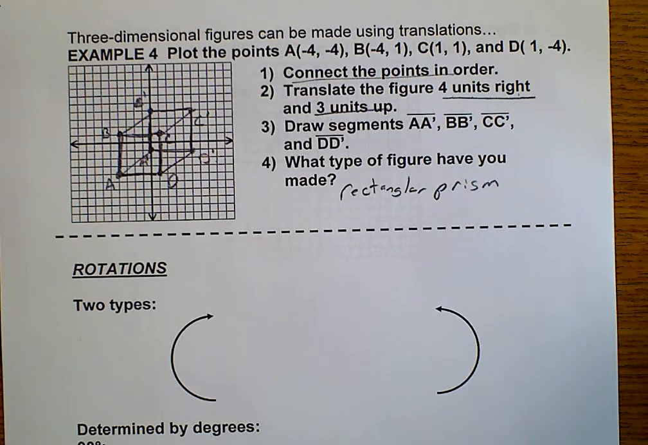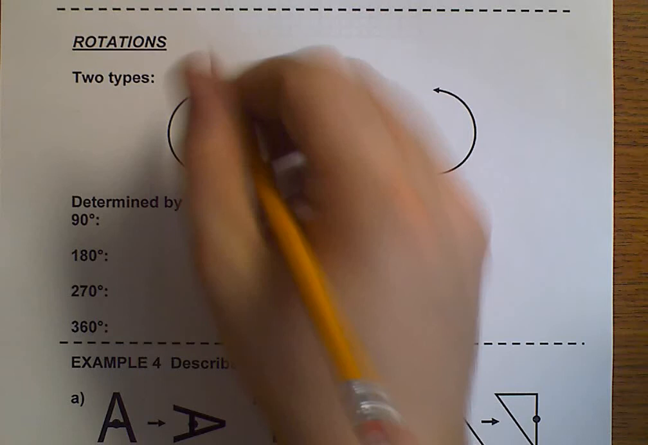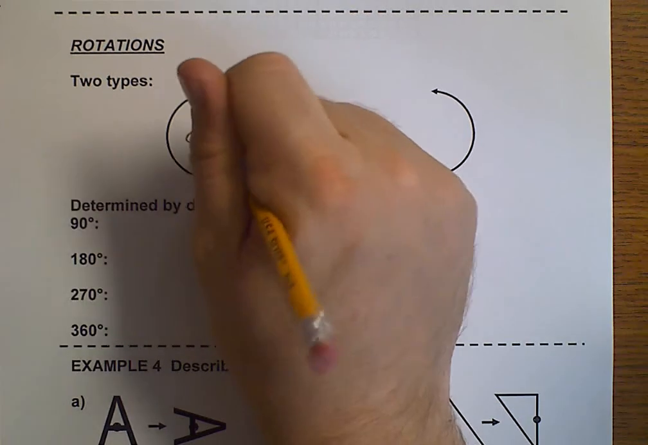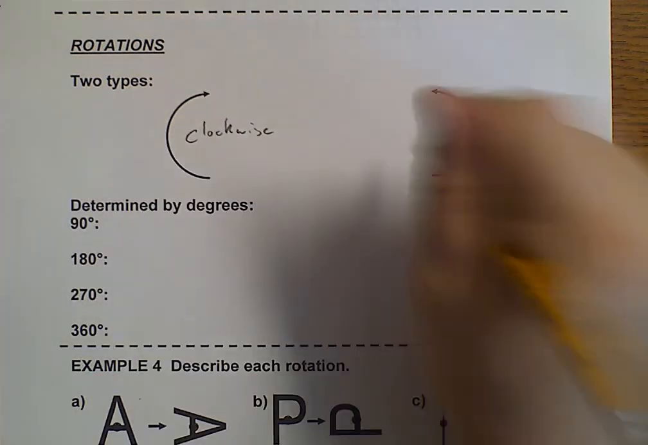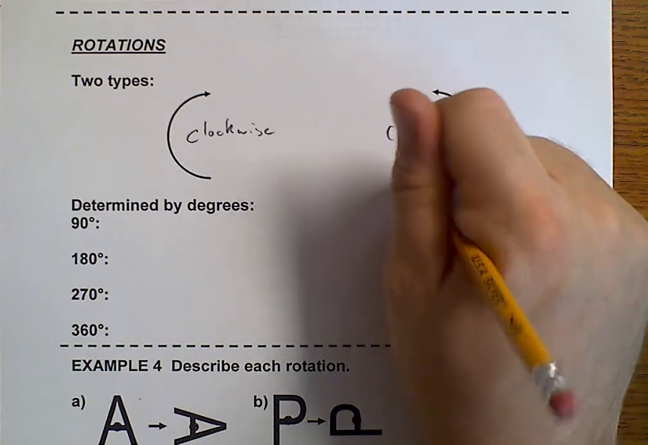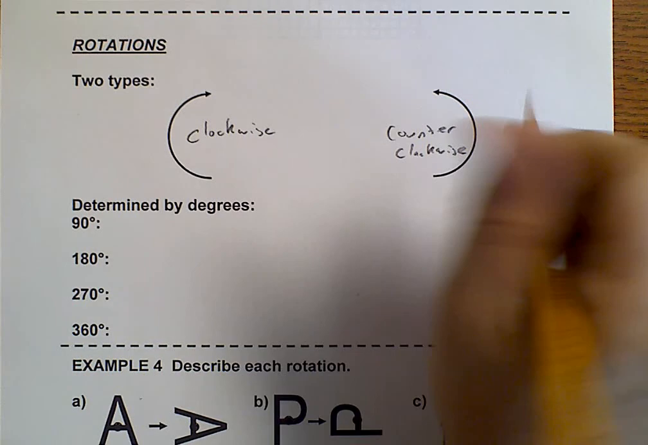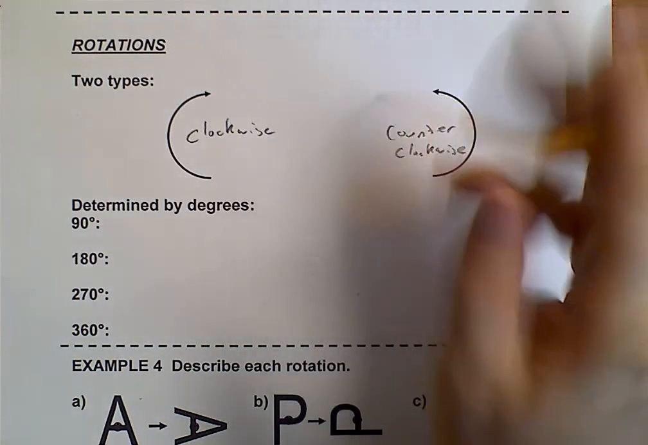Now let's talk about rotations. We have 2 types of rotations. We have clockwise, and we have counterclockwise. Okay, now let me rewrite this.